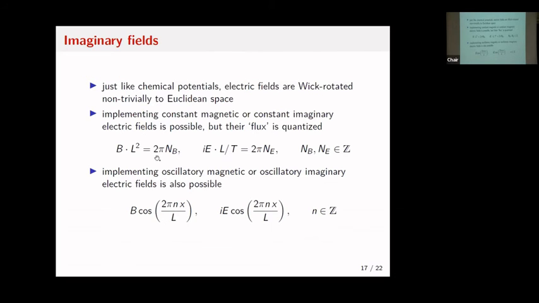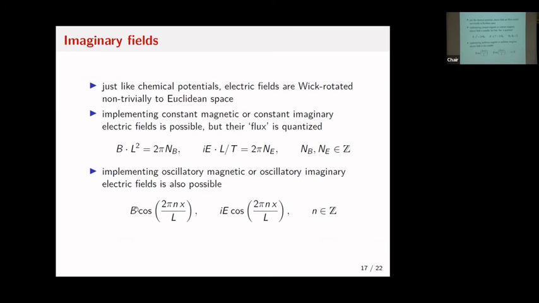The magnetic field cannot be arbitrary. It can be 2 pi times some quantum. The imaginary electric field in a constant case cannot be arbitrary. It can be 2 pi times some other quantum, okay? This is how constant fields work in a finite volume. You can also do oscillatory fields. So this is sort of Schwinger and this is sort of Weldon. You can do oscillatory magnetic or oscillatory imaginary electric fields.